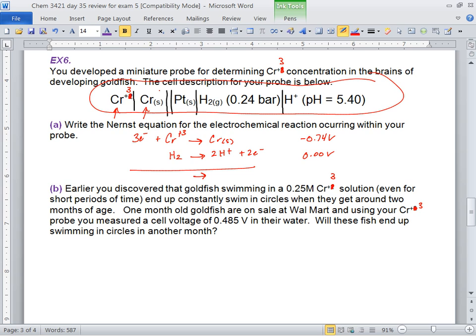This is not going to be a galvanic cell. This little sensor that was built has to be plugged into the wall, or it has to be some battery supply. It has to force this reaction to happen.